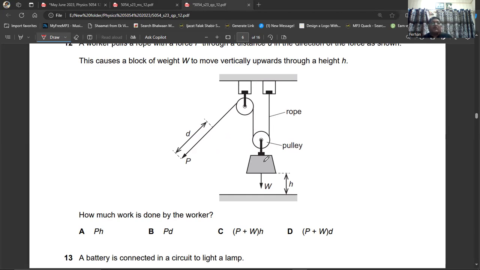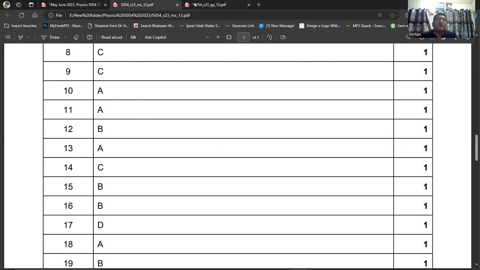So another formula for the work done is the product of the force and the distance moved in the direction of the force. And especially he used the words how much work is done by the worker. The worker applied the force P and the rope moved in this direction a distance of D. So we can calculate the work done by the worker as P multiplied by D. So I think B is the option. Question number 12. B is the right option, sir.